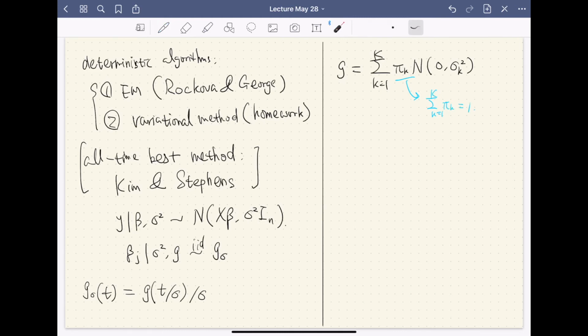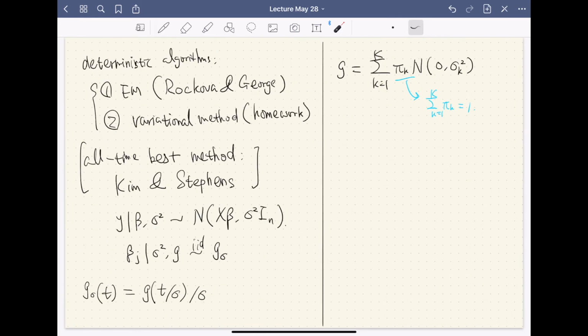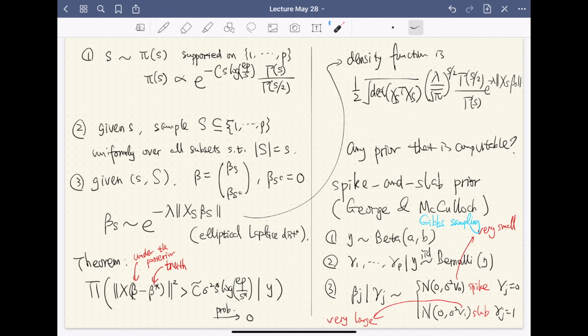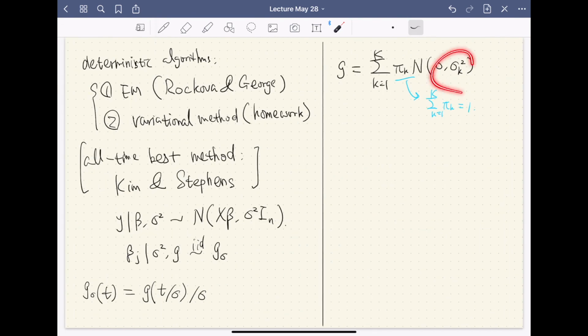So why is this an extension of the spike and slab method? Well, if K equals 2, this is exactly the method here. You have 2 spikes. If K equals 2, then pi 1 is 1 minus eta, pi 2 is eta, sigma 1 squared is V0, and sigma 2 squared is V1. So you extend the Gaussian scale mixture from 2 components to K components.